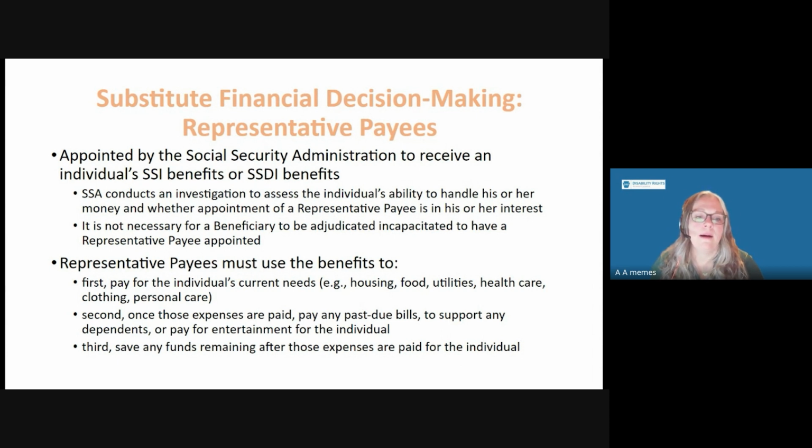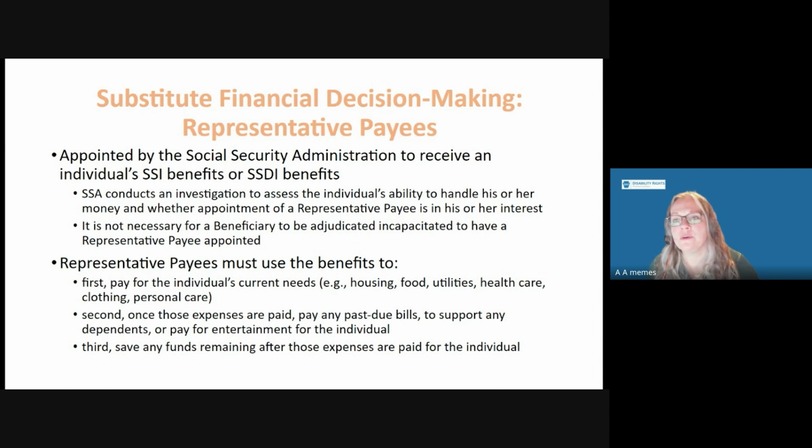Second, after those bills are paid or any past due bills are paid, they are to provide spending money, extra cash to the person with a disability to allow them to have some autonomy over their money. It might not be a lot depending on what the bills are and what the benefits are and how much money the person has available, but it does provide some autonomy to people to be able to spend some money on things that they want to buy or that they want to do.